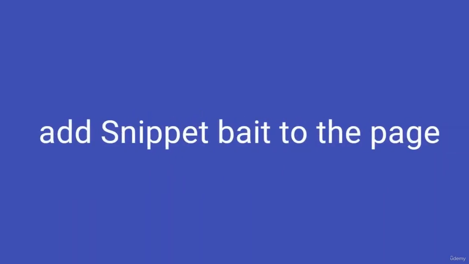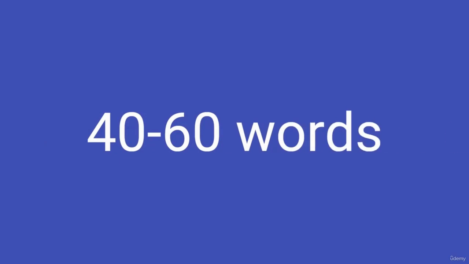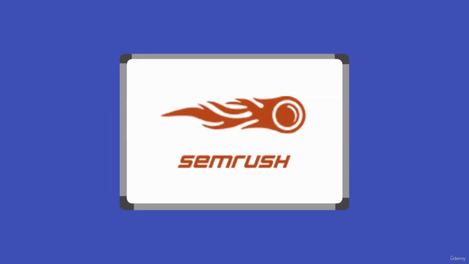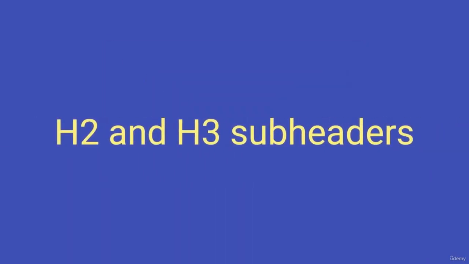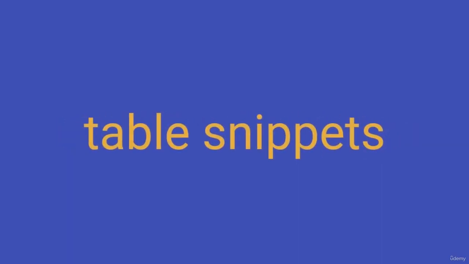Second point is to add snippet bait to the page. Snippet bait is a 40 to 60 word block of content specifically designed to rank in a featured snippet spot. Why 40 to 60 words, you might ask? Because according to a study by SEMrush, they found out that most of the featured snippets are 40 to 60 words long. You could also use different types of snippet baits like list snippets, by using H2 and H3 subheaders for every item in your list. Or table snippets, by creating a table Google can easily pull data from.